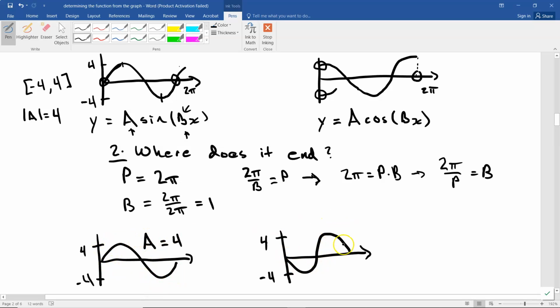However, in this example, we see that it's flipped along the x-axis. It's mirrored from this function right here. So that means our a is actually going to be a -4.